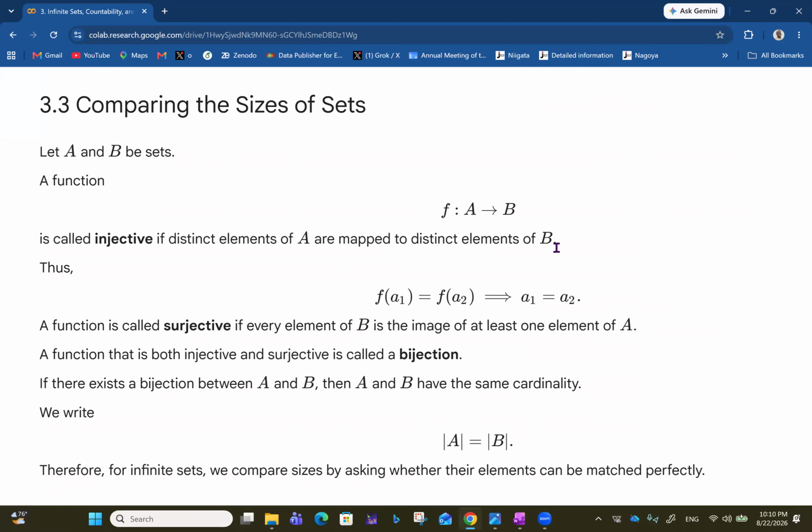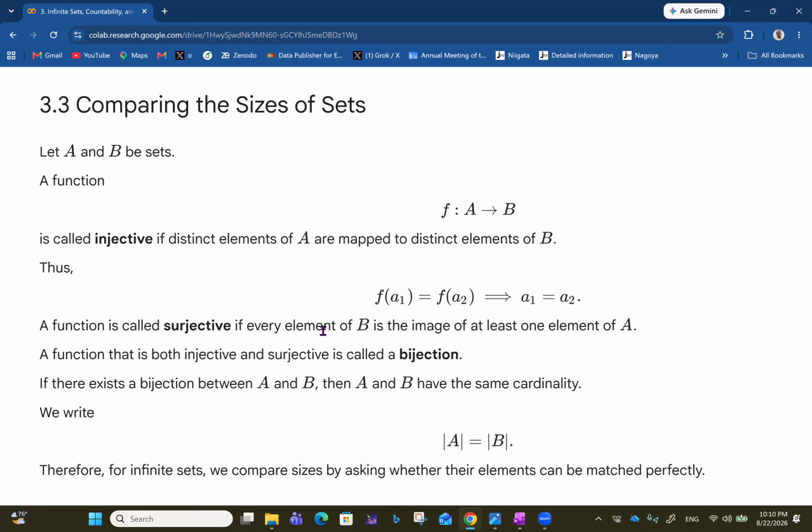We saw that in the last video about types of functions. Thus, f of A1 is equal to f of A2 implies that A1 is equal to A2. So for f of A1 to be equal to f of A2, for an injective function, A1 has to be equal to A2. That's a condition that every distinct element in A must be mapped to distinct elements in B.